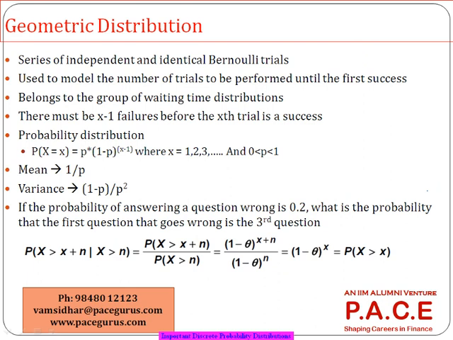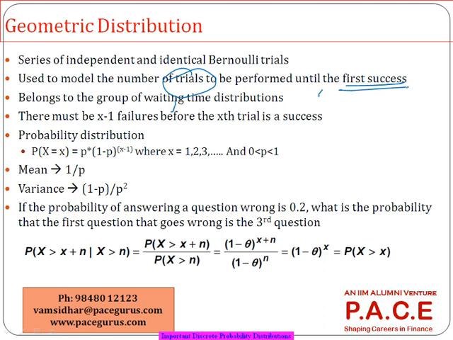Then the next thing is a geometric distribution, which is on the same lines as binomial, in the sense of n independent and identical trials. But here we don't know the n. How many trials are being made, we don't know. Here the focus is, I am trying to model how many trials have to be performed before the first success. How many times do I have to repeat the experiment to get the first success?